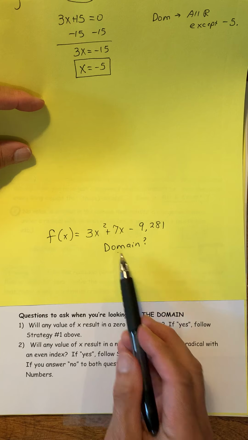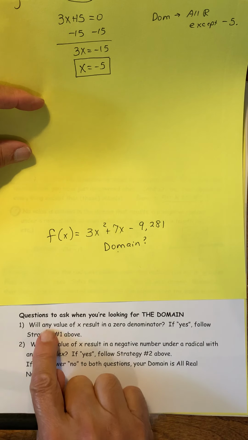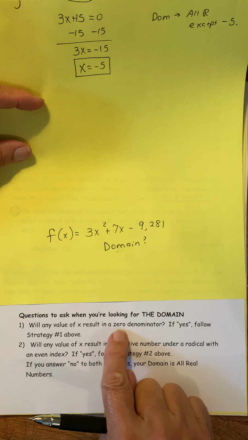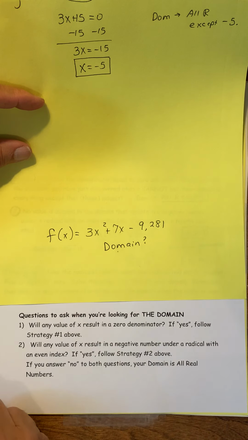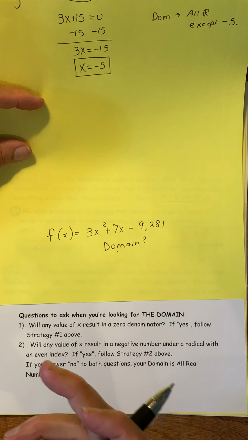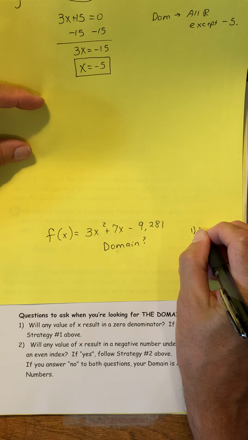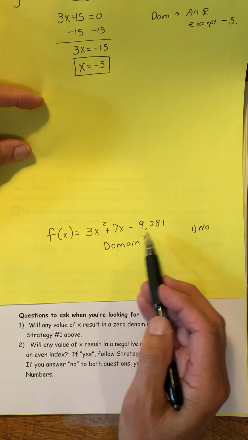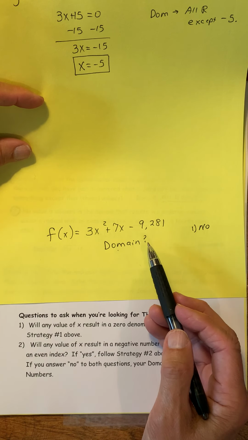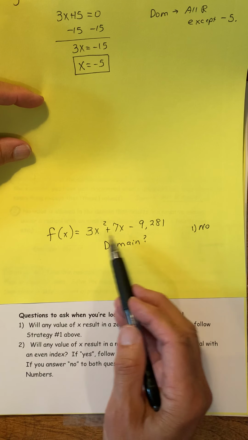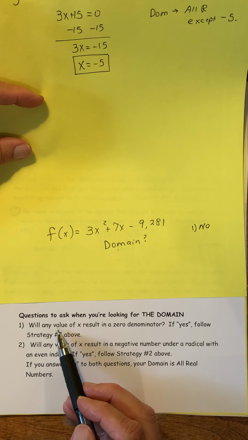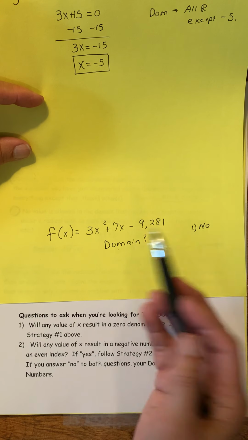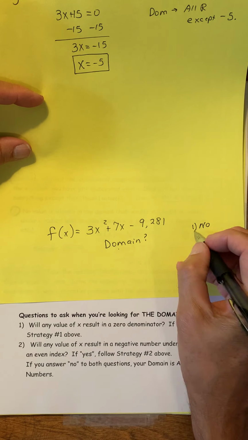Anytime I'm asked about the domain, go to these two questions. Question number 1. Will any value of x result in a 0 denominator? No. I'm never going to get a 0 denominator because there's no fraction. There's no denominator. Don't make life more difficult than it is. If there's not a denominator, don't worry about limitation number 1. Will any value of x result in a 0 denominator? No, there's no denominator, so I get a no.